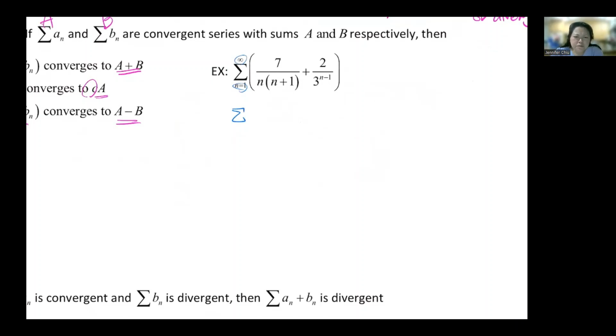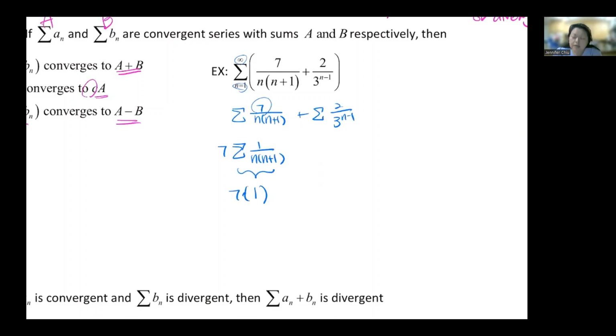So now we are going to check and see what this will do for us in terms of splitting up the summations. So you have 7 over n times n plus 1, and then the sum of 2 over 3 to n minus 1. Well, if you take that 7 out, that's a scalar, a coefficient. Take that 7 out, you will see this is our telescoping series from our examples above, and we know this converges to 1. So this part of our series is going to converge to 7 times 1, which is 7.